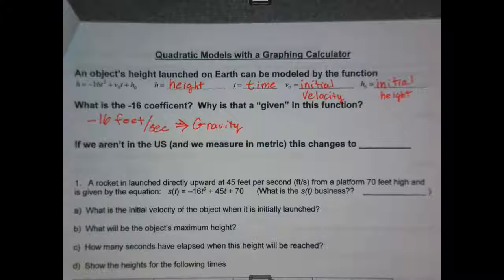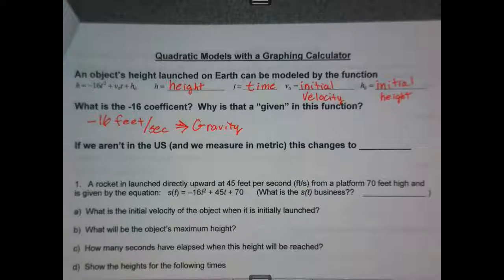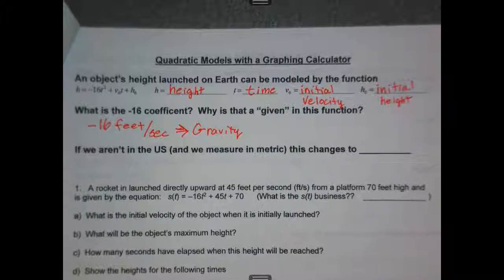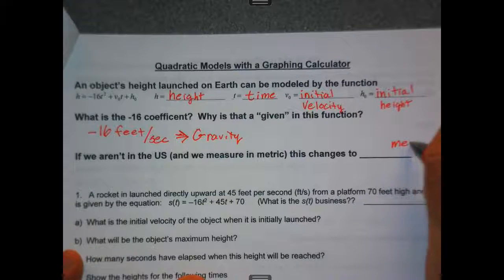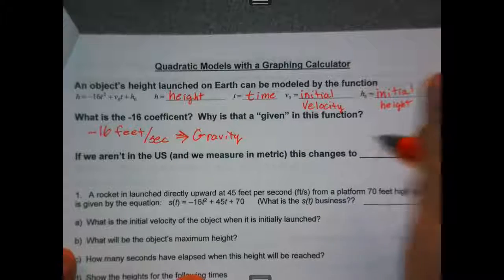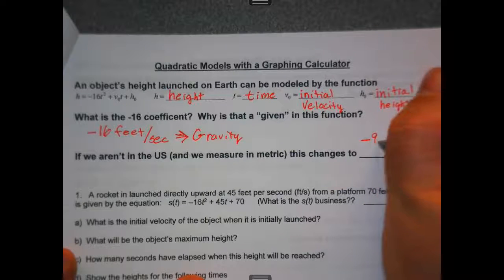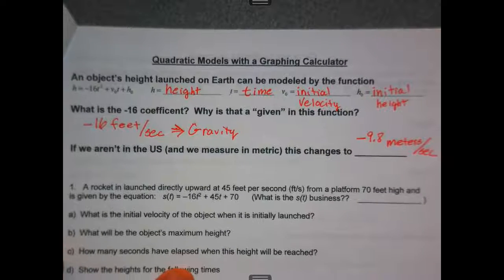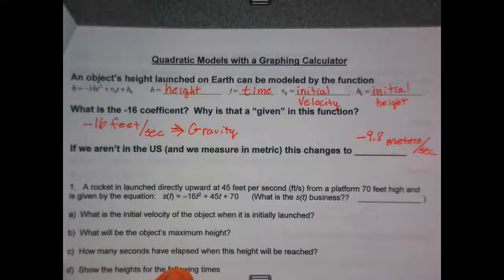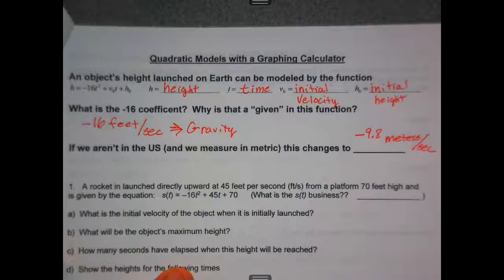In the US, we are the only ones that use the standard system. Everybody else in the world uses the metric system. Good. They measure gravity in meters per second, and the conversion of negative 16 to meters is going to be negative 9.8. Okay, so you're going to have to be careful and read the problem carefully to make sure that it says feet or meters or whatnot.